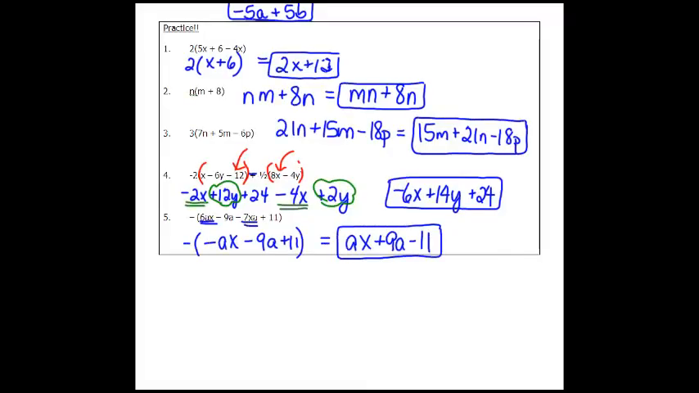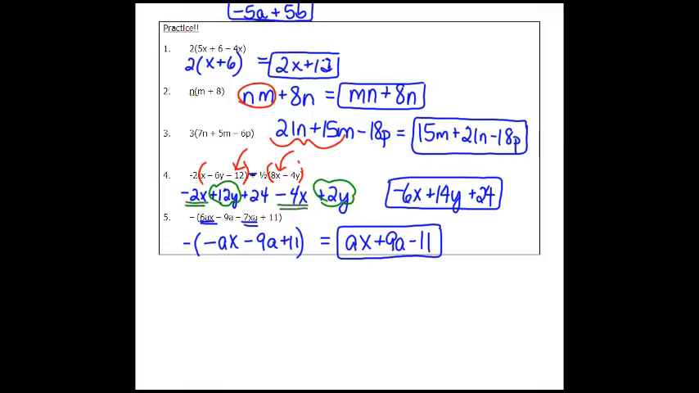Number 2. Initially I got nm plus 8n, but I used the commutative property of multiplication to switch these around to write it in standard form, mn plus 8n. Number 3, I initially got 21n plus 15m minus 18p, and again I'd like it in standard form, so I use the commutative property of addition to switch those two around.